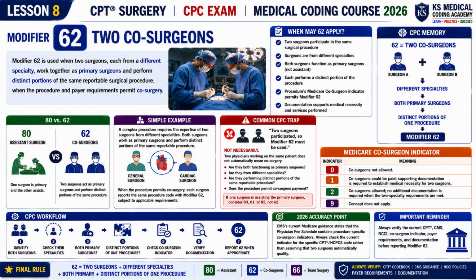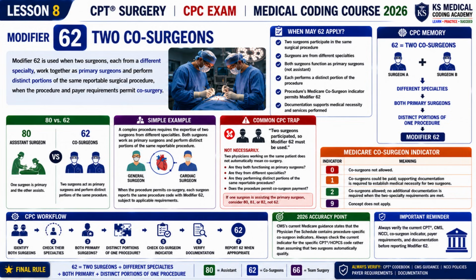Here's the common CPC trap. Two surgeons participated, so Modifier 62 must be used. Not necessarily. Ask these questions. Are both surgeons functioning as primary surgeons? Are they from different specialties? Are they performing distinct portions of the same procedure? Does the procedure permit co-surgeon reporting? If one surgeon is simply assisting the primary surgeon, think 80, 81, or 82, not Modifier 62. For Medicare, also check the procedure-specific co-surgeon indicator in the physician fee schedule.